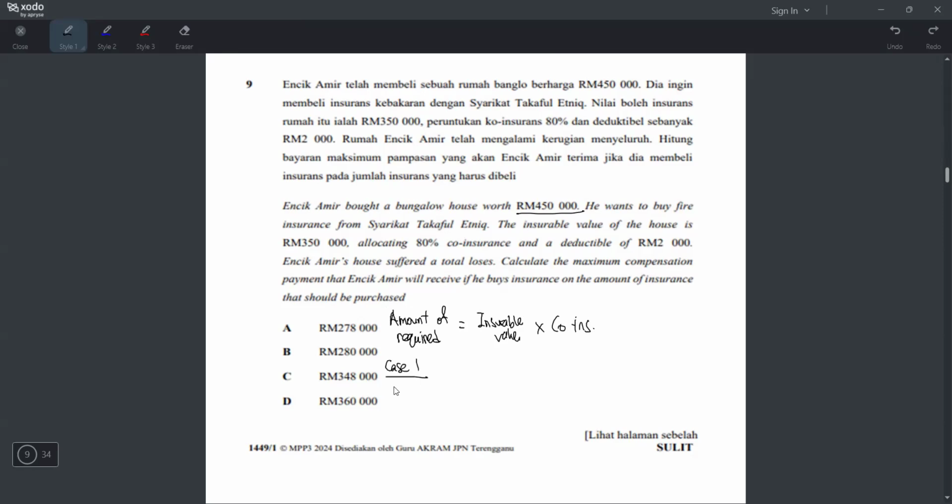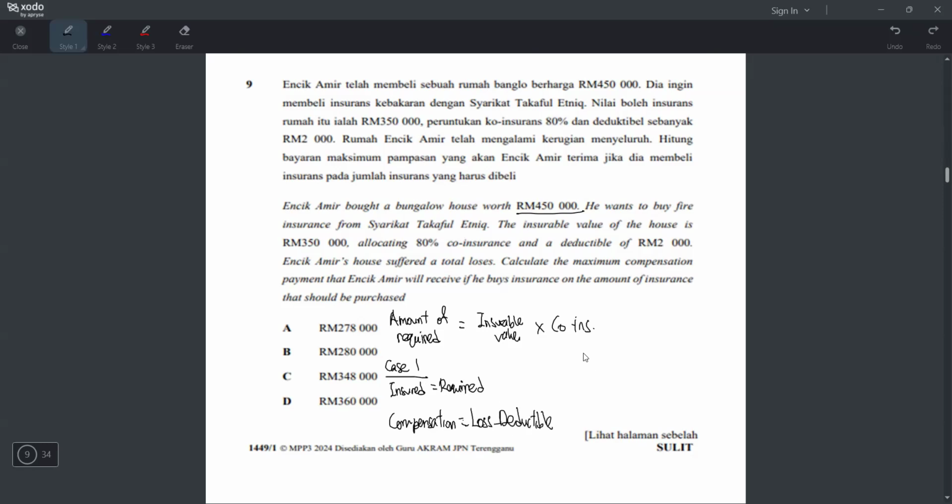Case 1 is when your insured value is equal to the required. It means you buy exactly at the required value. You insure exactly the same as the required value. So if it's case 1, then the formula for compensation will be the loss minus deductible. So that is case 1.